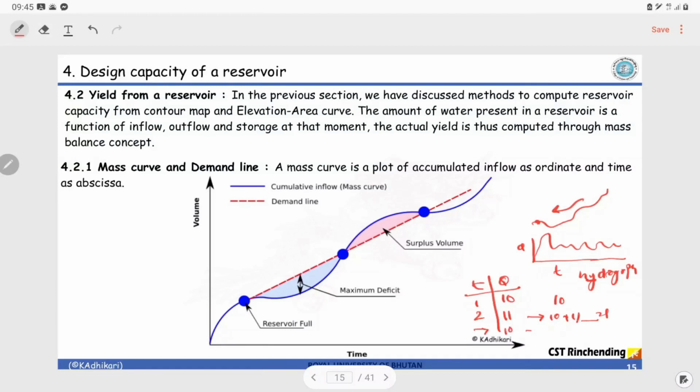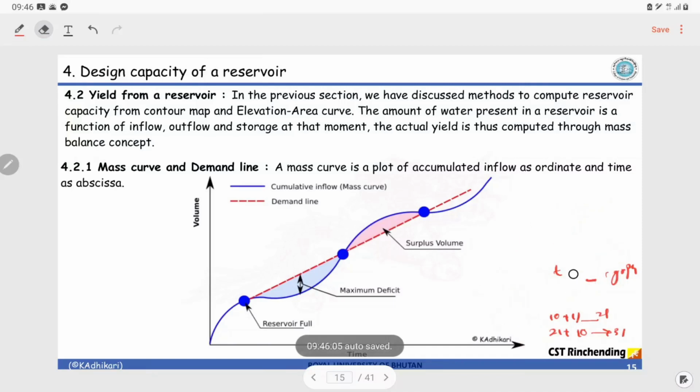So here the cumulative is going to be 21 plus the new value, that is 10, so that is going to be 31. So this is the discharge which I have drawn here, and this is the cumulative, or what we call the mass curve. Mass curve is simply you add the previous value to the existing and you continue the process. Eventually you are going to get a curve, that is what you call a mass curve, and the mass curve will always increase, like it is shown here in this blue color.